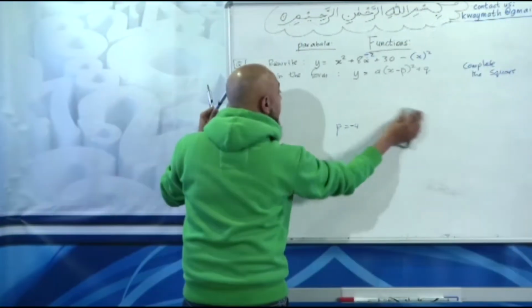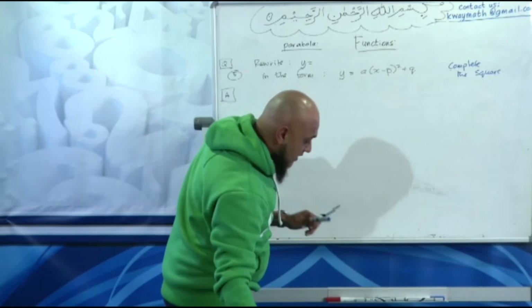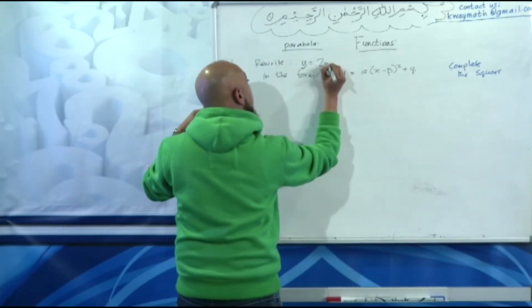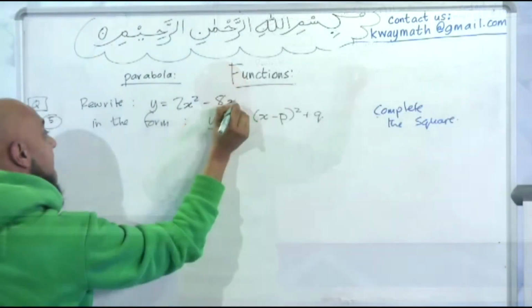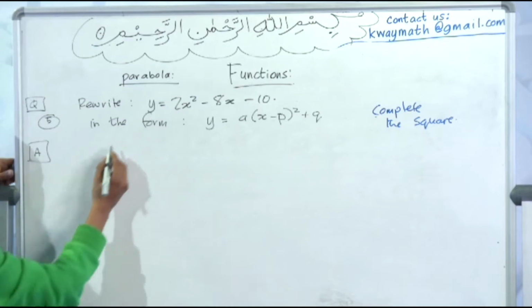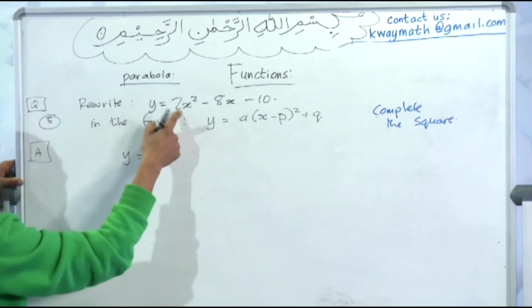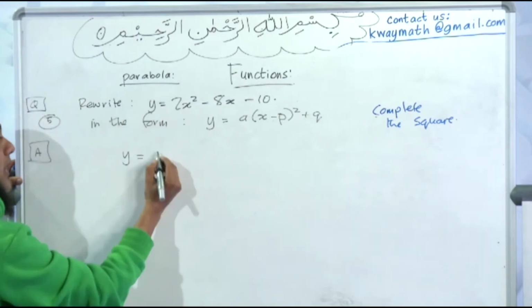Let's now go on to what happens if you had a coefficient in front. What happens if you had 2x squared minus 8x minus 10? Now rewrite that in that form. So watch what we do now. y is equal to... remember, before we complete the square, the coefficient of x squared must be 1. So pull out the 2.